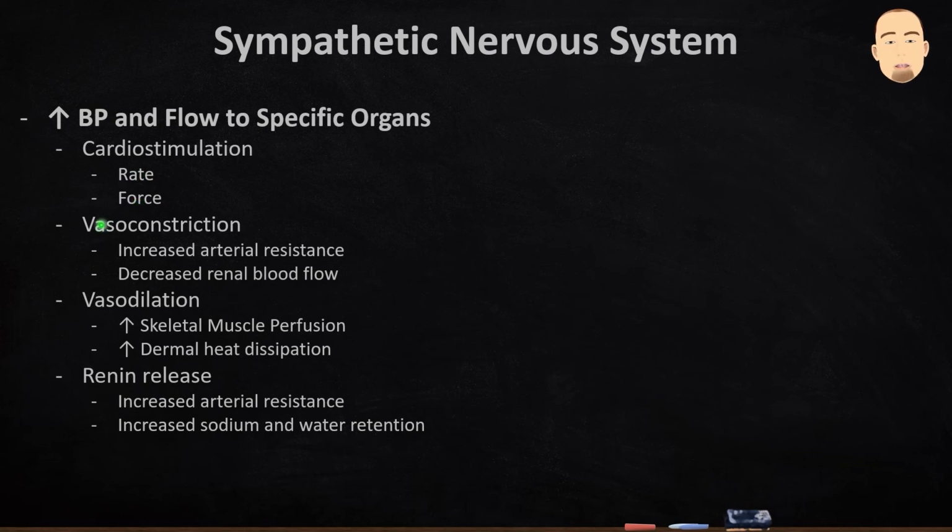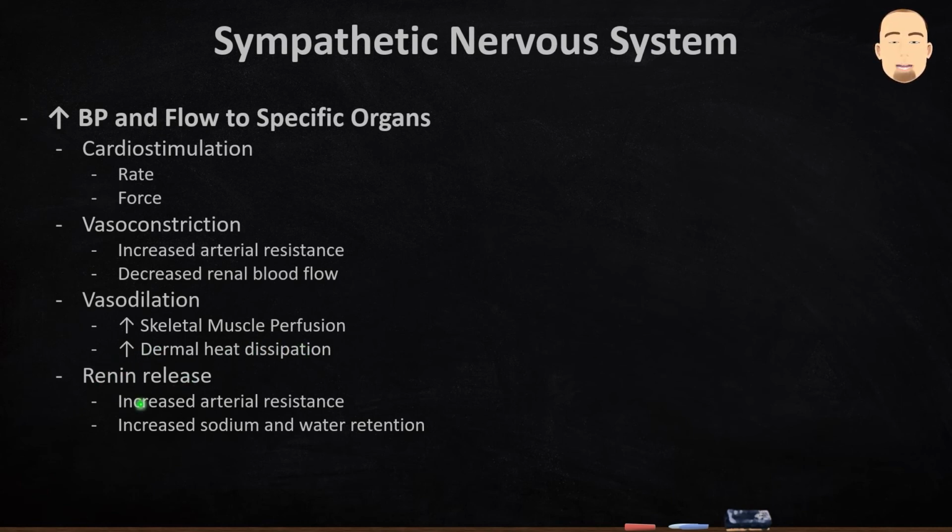The sympathetic nervous system can cause vasoconstriction in certain arterial beds. That would be things like the kidney, so renal afferent arterioles, and some other ones. So that's an increase in arterial resistance, meaning a decrease in renal blood flow. Vasodilation in skeletal muscle arterioles to enhance blood flow and oxygen delivery during exercise. Some vasodilation in the skin to cause dermal heat dissipation through that excess thermogenesis during exercise.